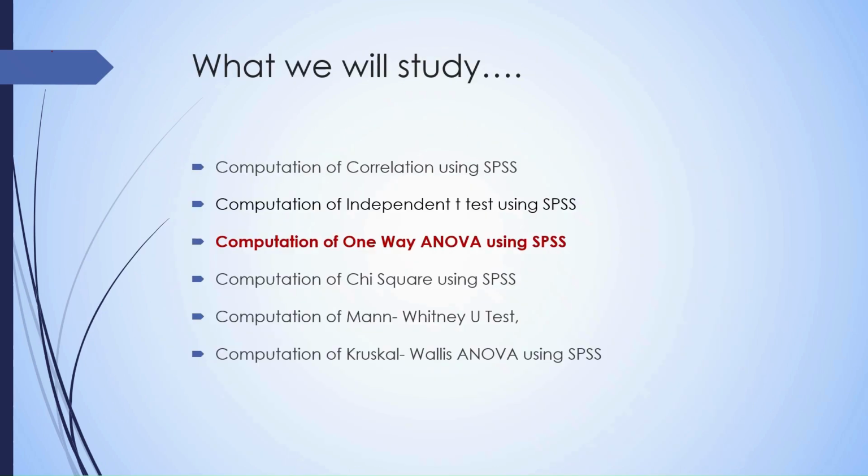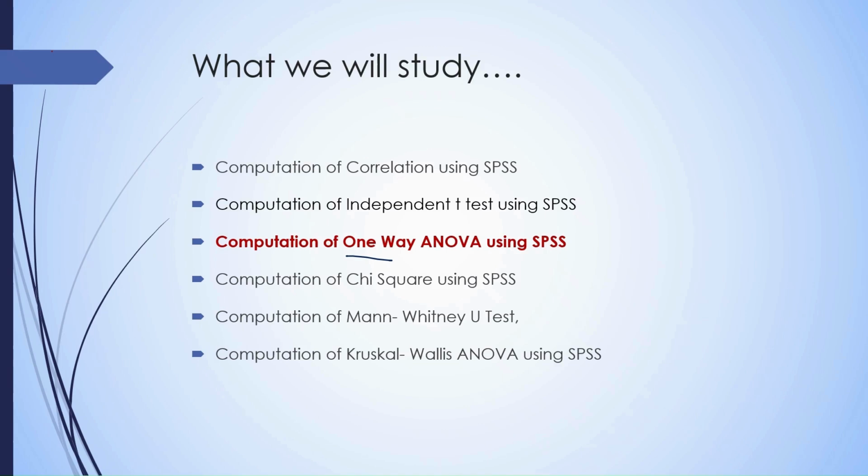Next, we have computation of one-way ANOVA using SPSS. Now, one-way ANOVA, this also we have studied very clearly, right? What is one-way ANOVA? We know that it is a parametric test. And what does it do? It checks whether there is a significant difference between means of two or more independent groups.